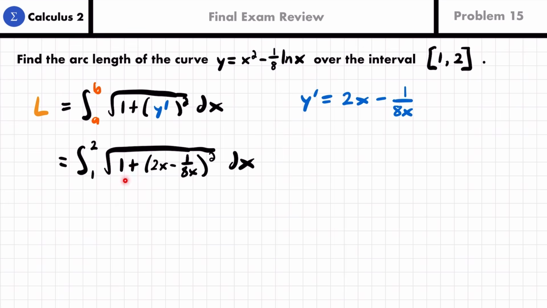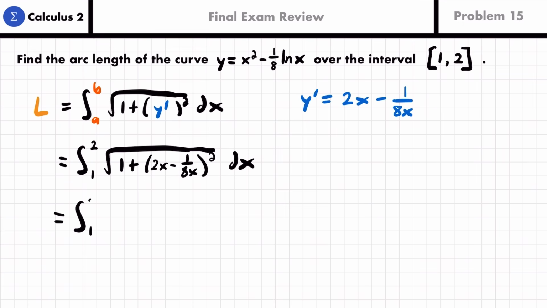Okay, and so now our arc length integral is fully set up. All we need to do now is solve it. And in its current state, we can't really integrate this expression. So let's try to simplify it or modify it in some way so that we can integrate it. I think a good place to start is to square this quantity. So let's do that here.